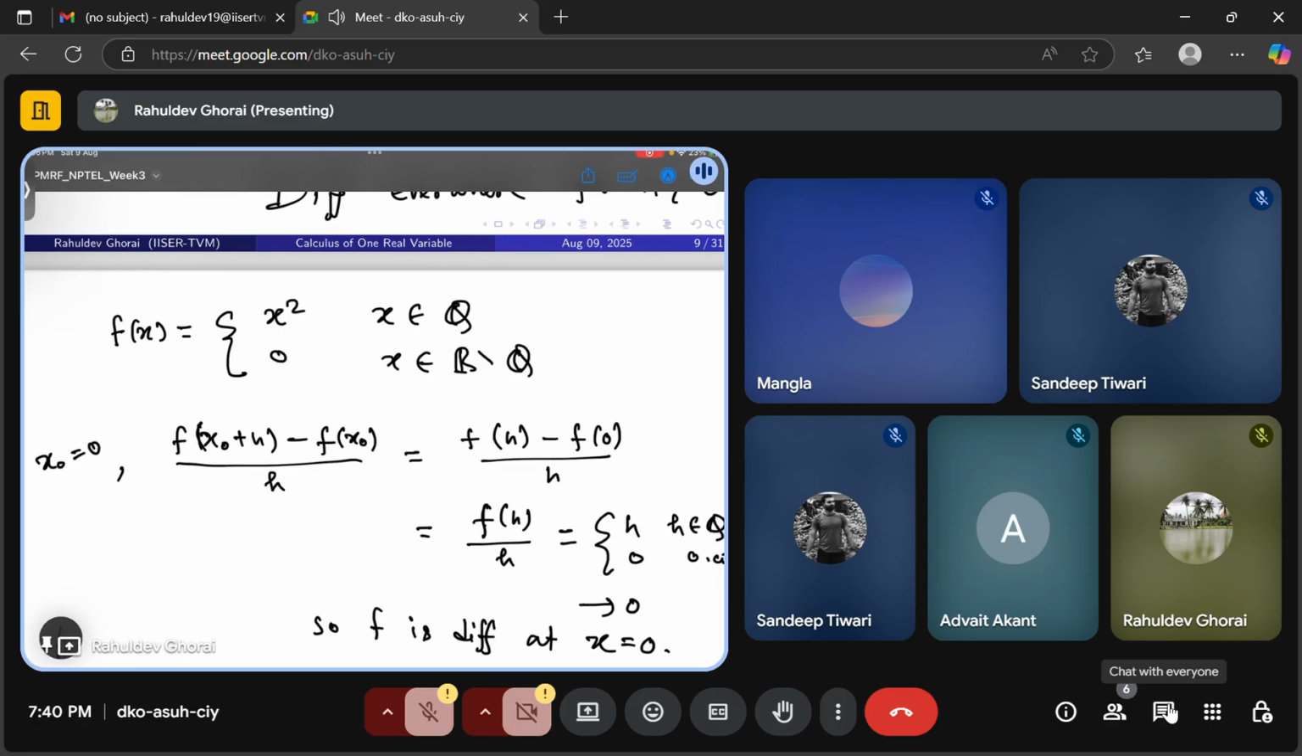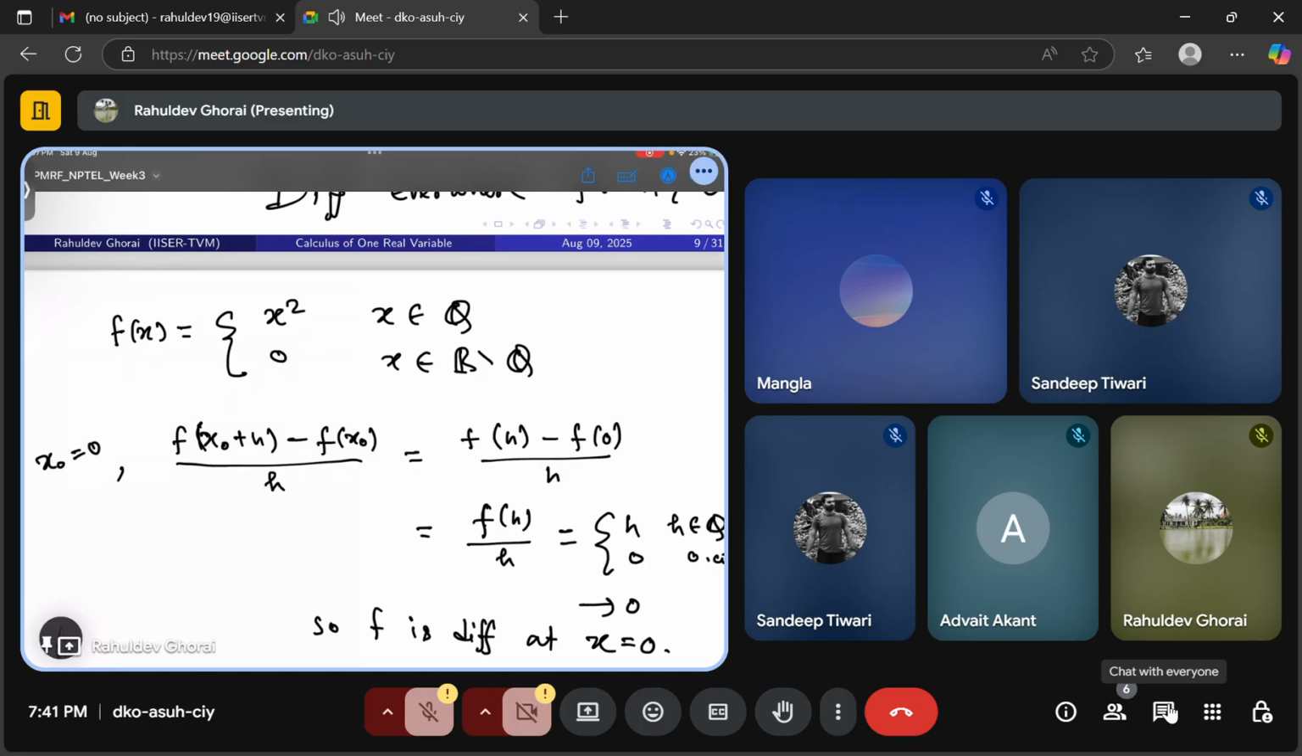For differentiability, you need to check f of x naught plus h minus f of x naught over h as limit h tends to 0. Now we evaluate at x naught equal to 0: it is f of h minus f of 0. And f of 0 means f is taking value 0. 0 is a rational number, so it will give x square, means 0 square. That is 0. So f of h over h.